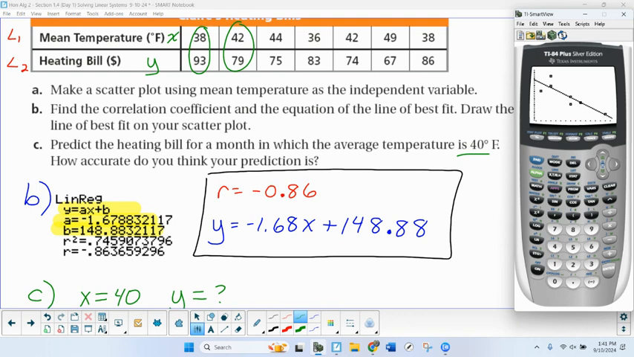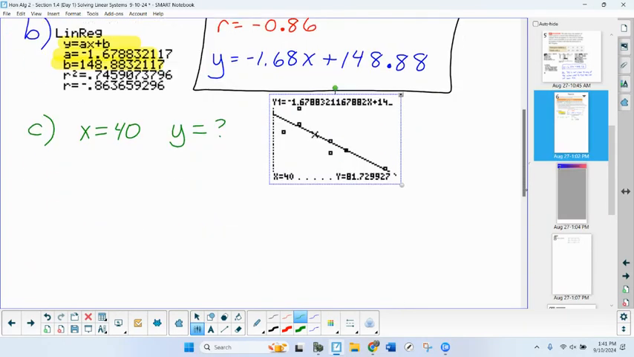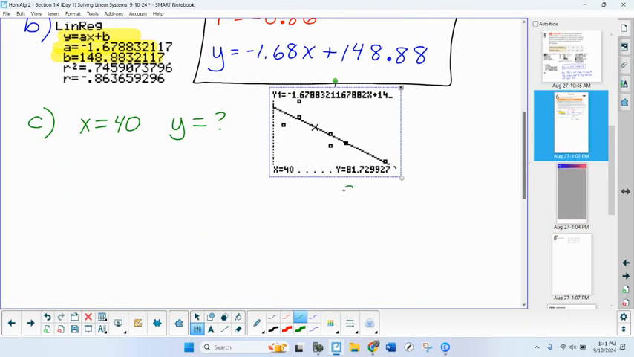Now, how do I do when X is 40? Do you remember, Aaron? Second calc. Then value. It's asking, what do you want me to let X be? 40. And when X is 40, what is Y? So it tells you right here, when X is 40, Y is $81.73.